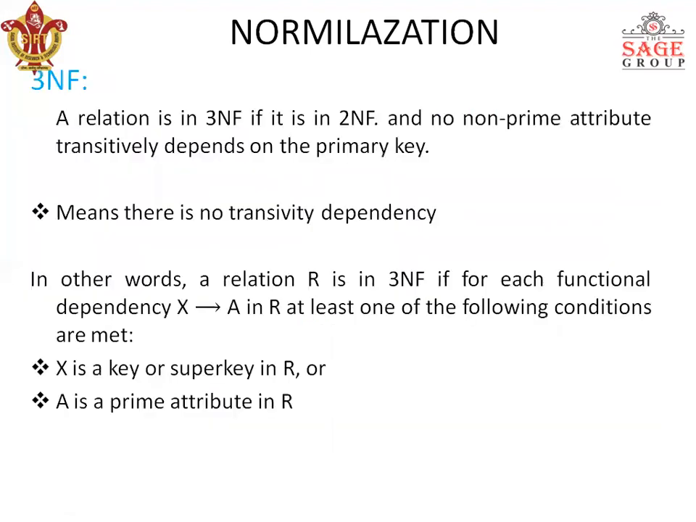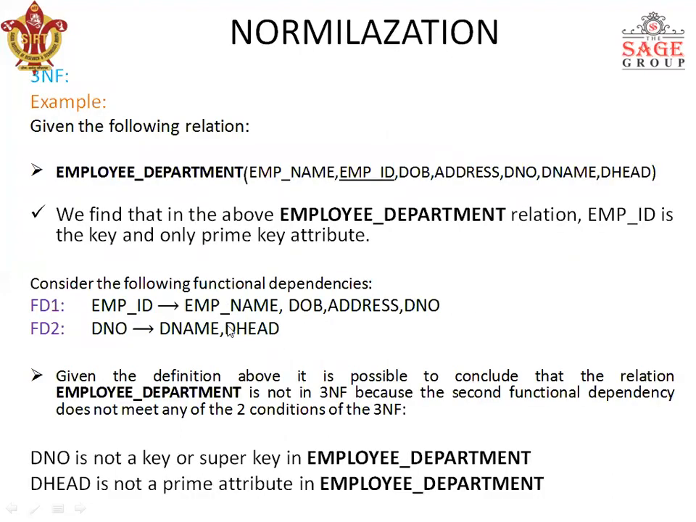Now the third normal form. Third normal form says that a relation should be in third normal form if it is in second normal form and no non-prime attribute is transitively dependent on the primary key. It means there is no transitive dependency. Or if there is a transitive dependency, we need to follow these two rules. For example, if we have a functional dependency X tends to A, either X must be a super key or A must be a prime attribute. These two conditions must be met. We have seen the example.